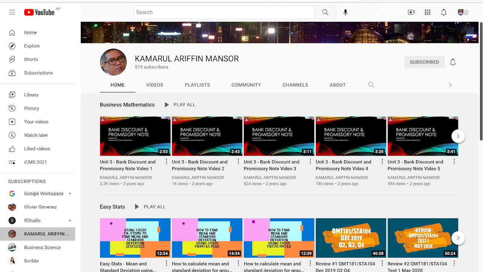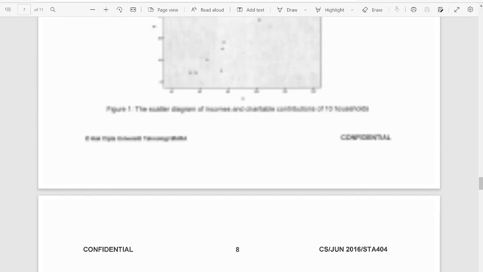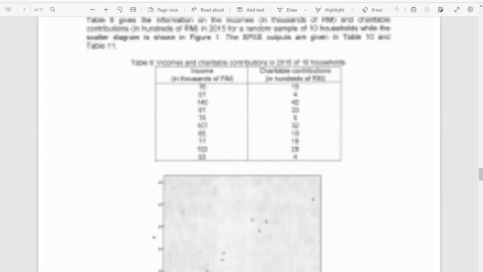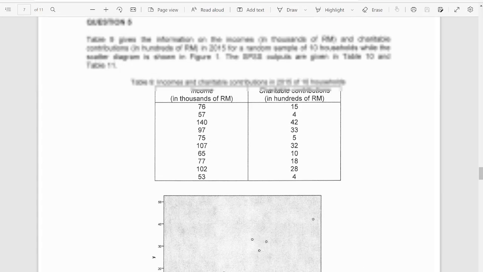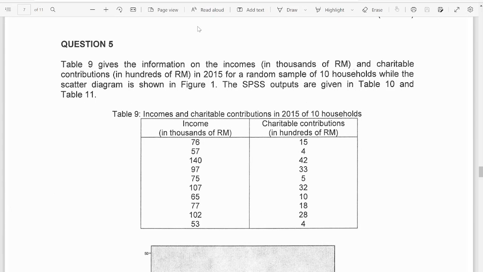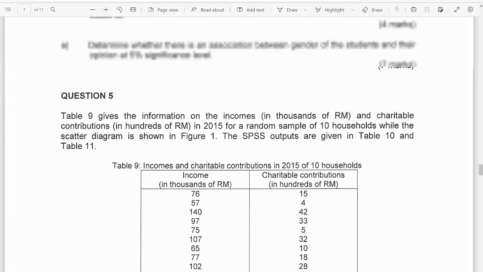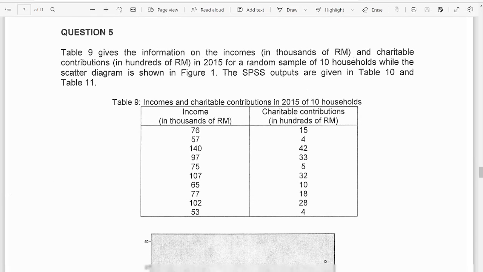So for today's session, we're going to look at the past semester exam papers. This is June 2016, and we will look at questions related to the last chapter in our syllabus, that is bivariate analysis, whereby we're going to look into the correlation and simple linear regressions, how to deal with the question with correlation and simple linear regression in the past semester exam. Okay, how to write the answer and so on.